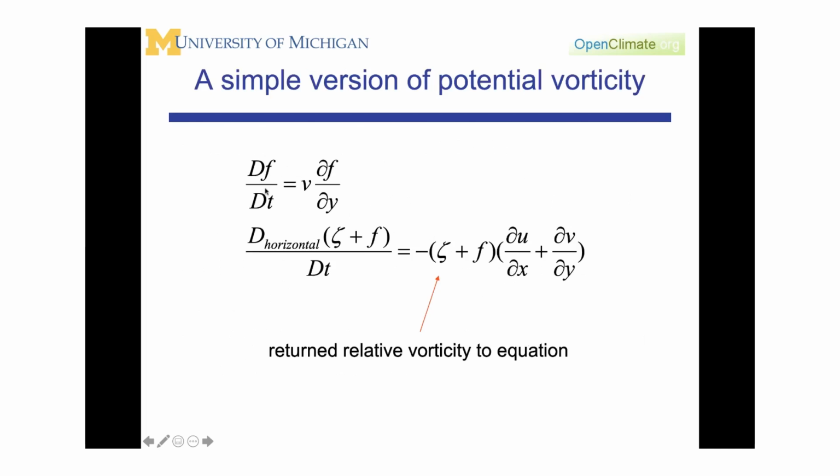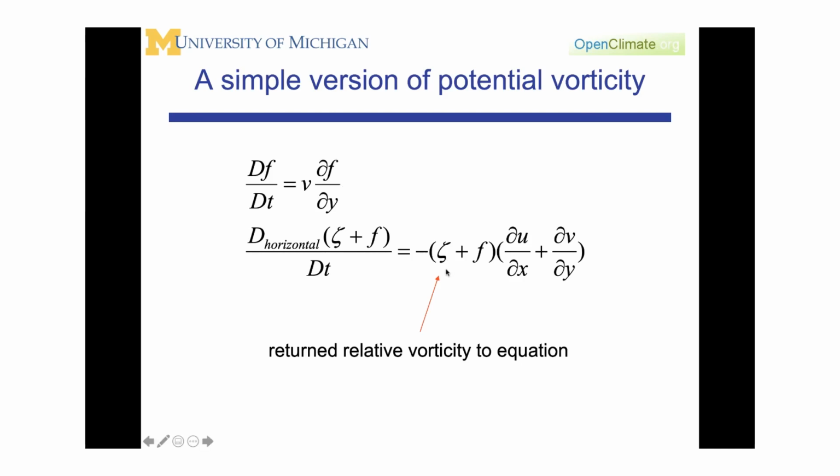We're going to return now to the vorticity equation. We will remember that dF/dt, where this is the material derivative of F, the planetary vorticity, is equal to v dF/dy. Hence, we are keeping the variability of F with latitude explicitly in the equations. And dF/dy, again, is the variable beta.